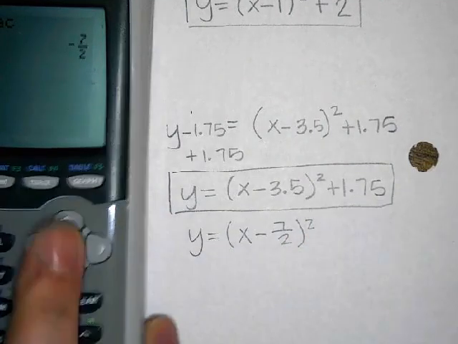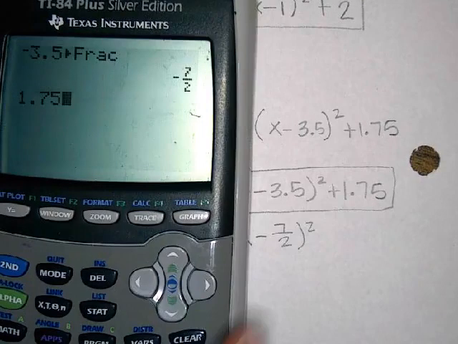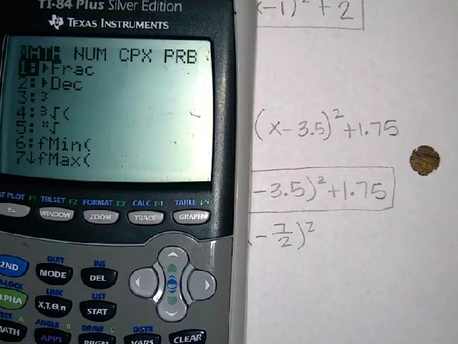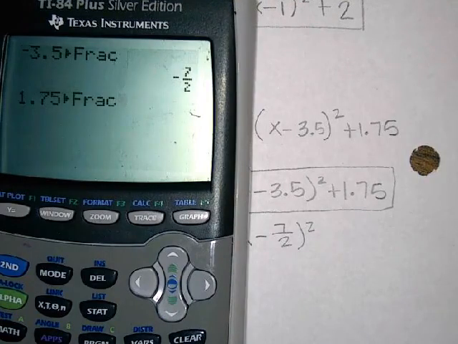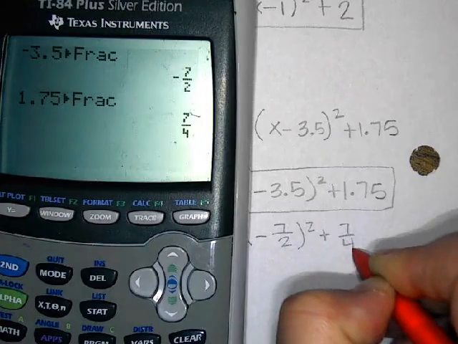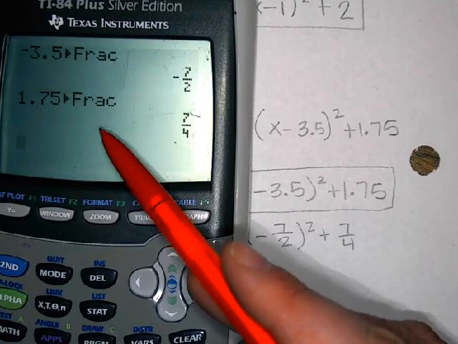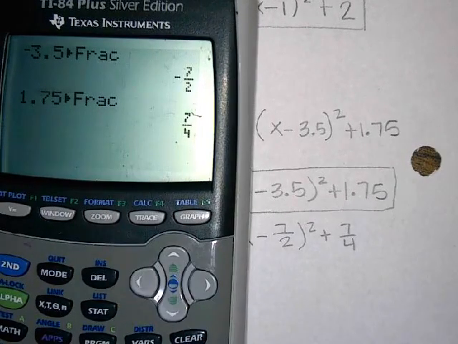And then 1.75, we're going to do the same thing again with the other decimal. Hit the math button. Number 1 is frac. Press enter. 7/4. So if you ever have to turn it into a fraction, that's not difficult to do. Just type in the decimal, hit the math button, and the first option will allow you to turn it into a fraction.